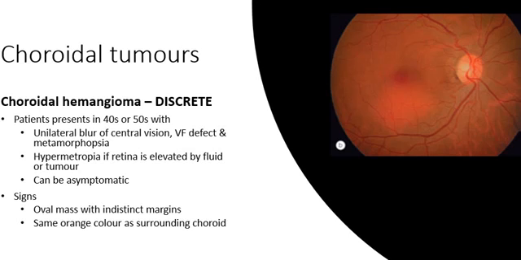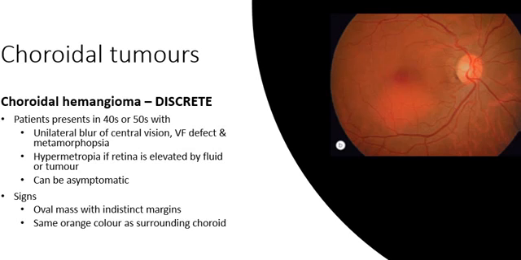Patients will usually come to the clinic in their 40s or 50s, and they'll say that they've got blurry central vision and will present with a central visual field defect and metamorphopsia, which is when you have distortion of straight lines. They'll also have hypermetropia if the retina is elevated by either fluid or the tumour. Sometimes they can be asymptomatic.